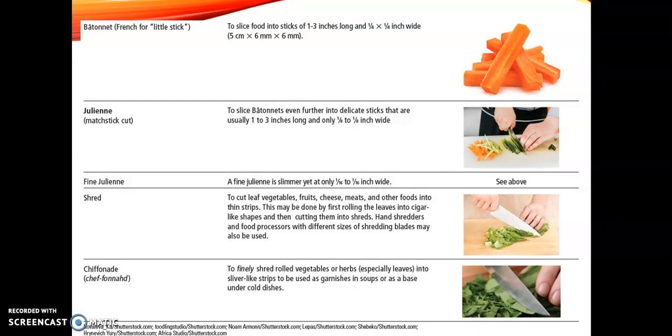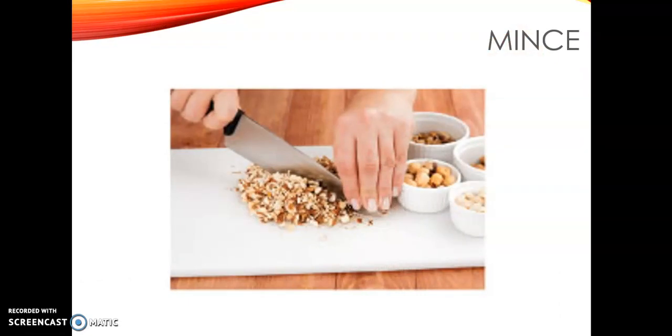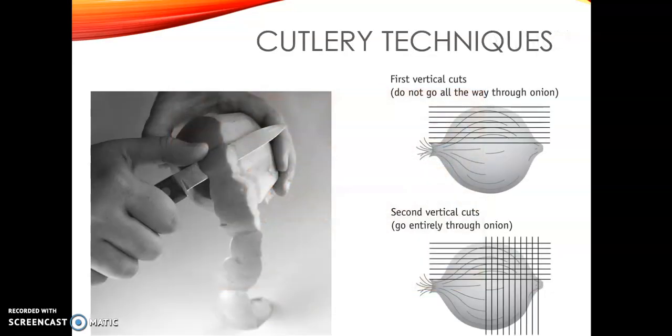So here's your bâtonnet, and you can see that's a strip, but it's a little bit thicker. Your julienne are going to be like matchsticks, very thin. Shredding is right there, and then chiffonade is when you roll it up and you cut it like that. And then again, mincing is to cut into really small pieces. And again, I'm going to try and find videos for all of these so you can see them. And this is how to dice properly, and I will definitely show you a video of how to dice an onion, because I don't think this picture really does it justice.